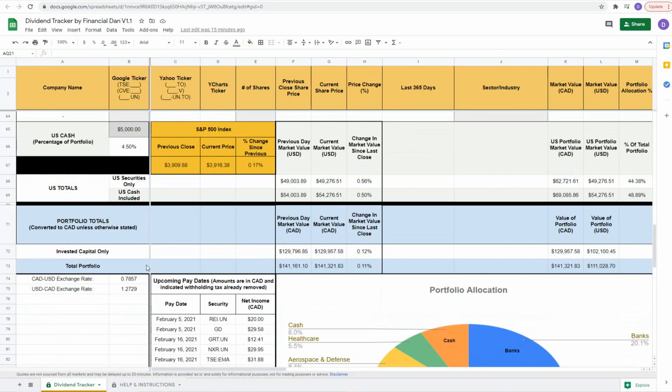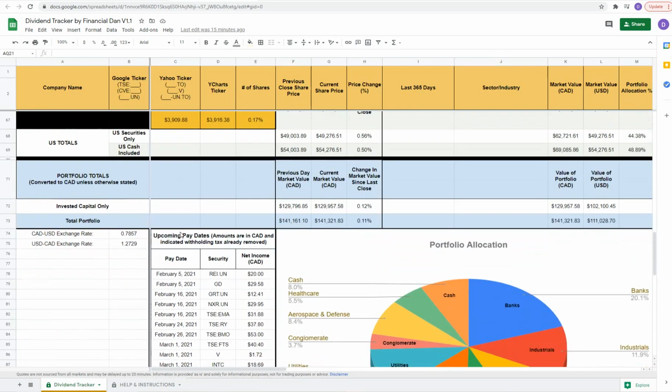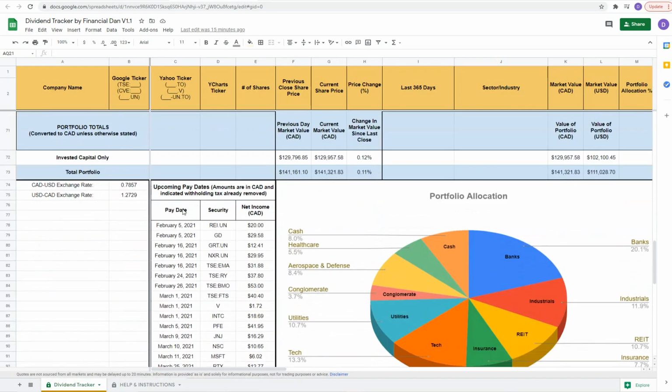Now, the portfolio totals section. So down here, like we were talking about at the beginning of the video, there's this chart that'll give you your upcoming pay dates, and it'll break it down by security, like which stock those pay dates are attributed to. And then it'll tell you your net income. So that's in Canadian dollars, and that's after all deductions that you've indicated in that withholding tax field.